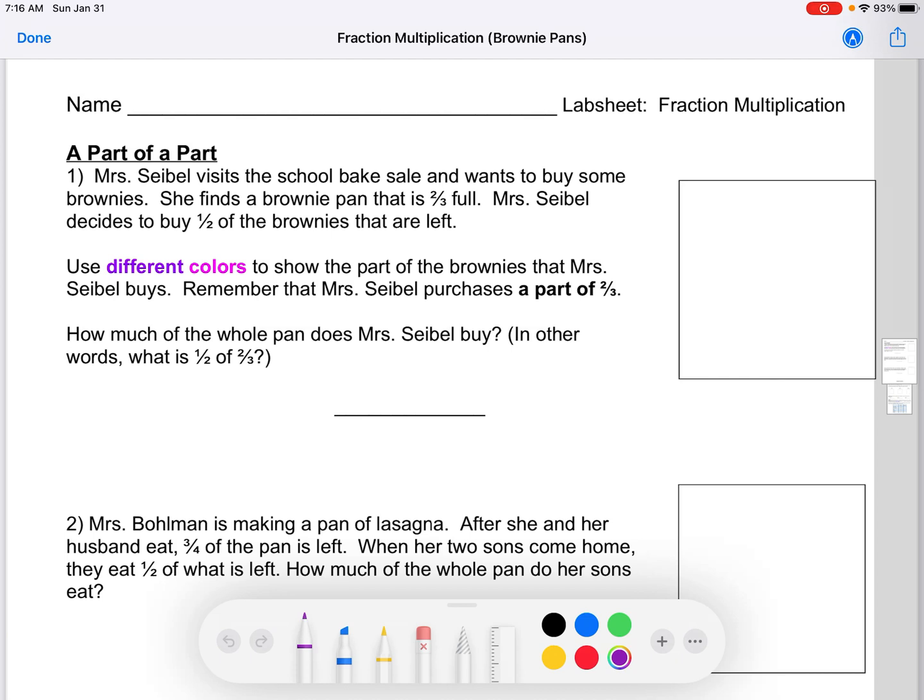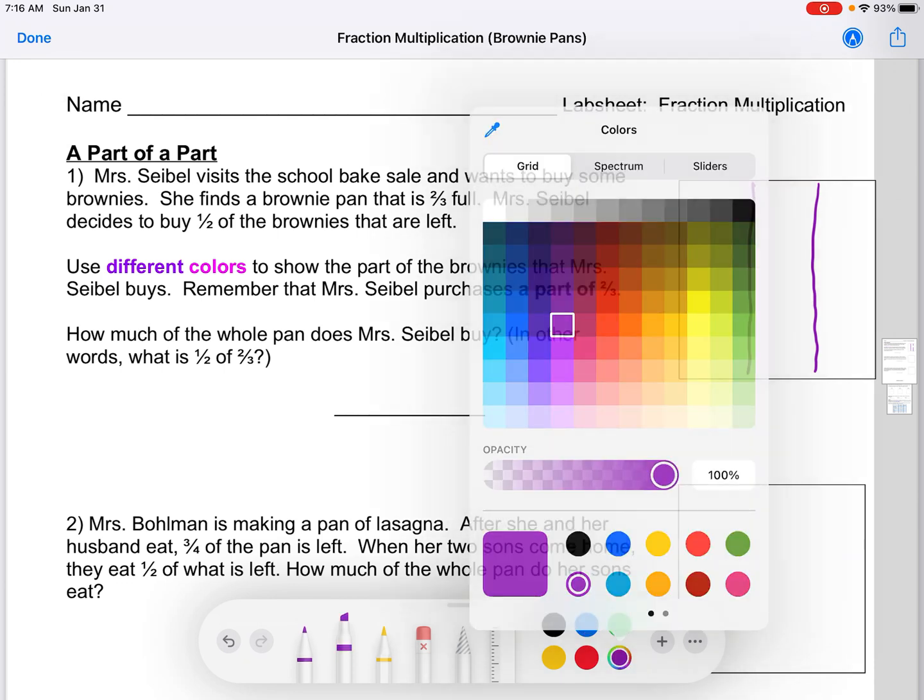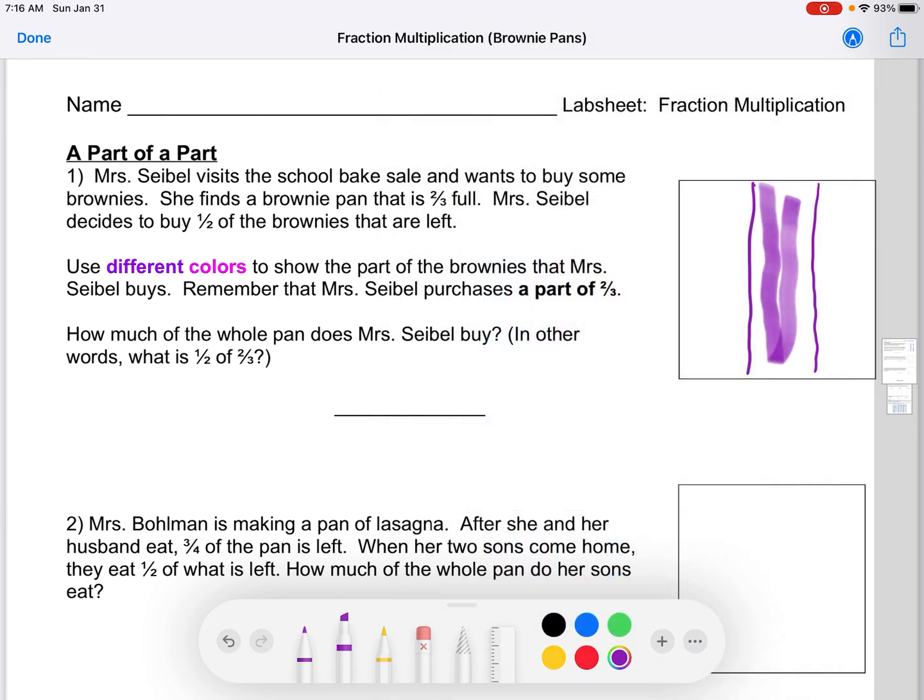So what I'm going to do first is draw that pan that's 2/3 full, okay? Nothing about what I'm going to do is going to be perfect, but it's going to be enough of a representation, hopefully, that we can see that 2/3, right? Now she has half of that 2/3, so she has half of that, right? So let's shade in that half, and you can kind of see that green in there, right?